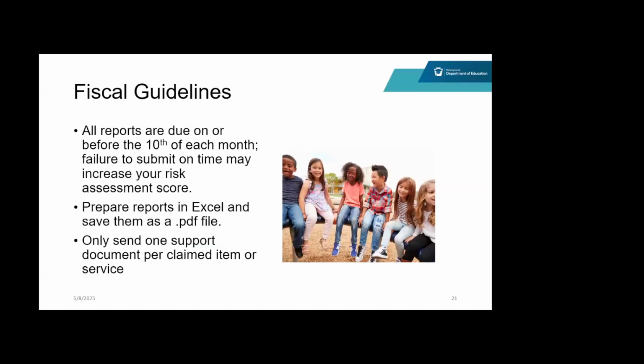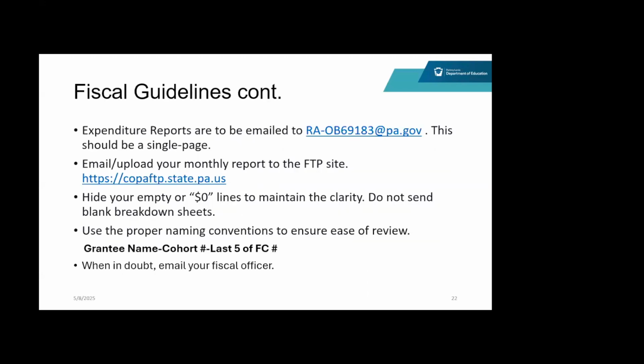All reports are due on or before the 10th of each month. Failure to submit on time may increase your risk assessment score. Prepare reports in Excel and save them as a PDF file. Only send one support document per claimed item or service. Expenditure reports are to be emailed to the RA account. This should be a single page.